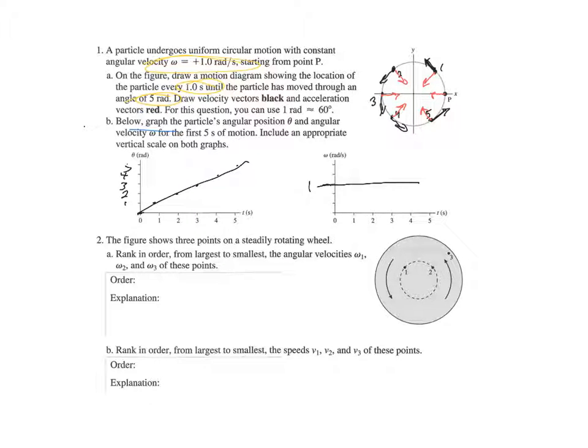Rank and order the smallest to largest angular velocities. The order is they're all the same. Angular velocity 1 equals angular velocity 2 equals angular velocity 3. Angular velocity is equal on all points of a rotating object.